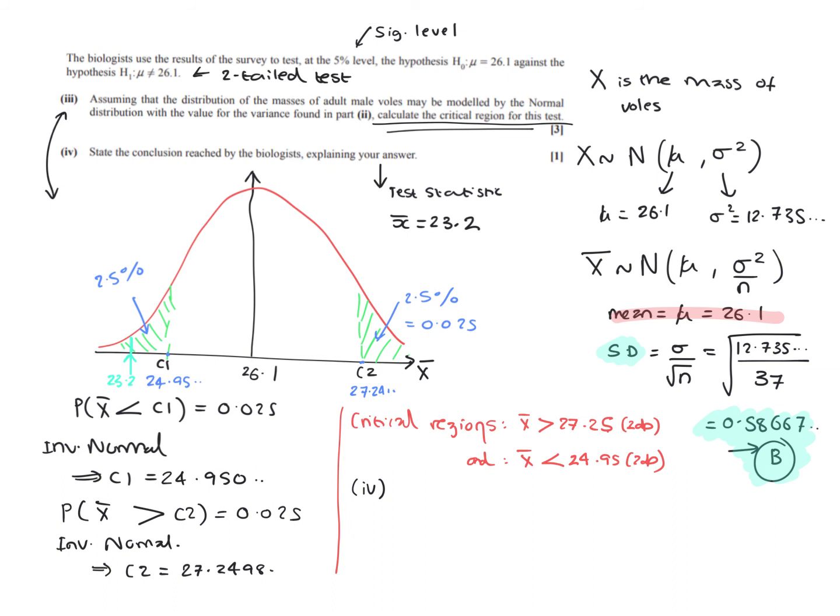So how would we write this as a conclusion? We would say very clearly 23.2, which is x bar, is less than 24.95, so is in the critical region. This means we have a significant result.